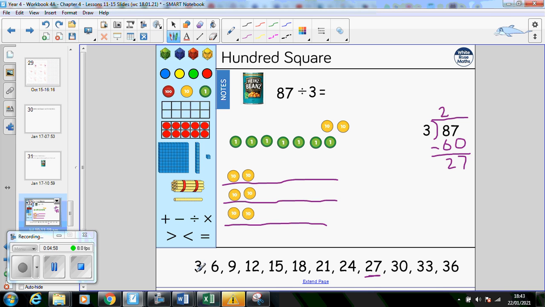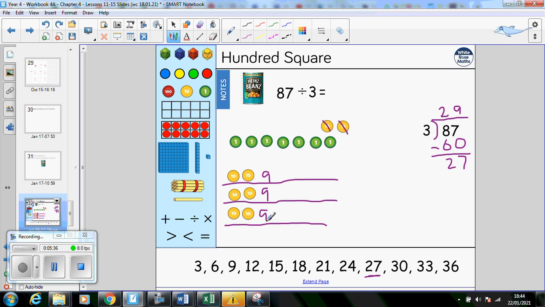1 on each shelf, 2 on each shelf, 3, 4, 5, 6, 7, 8, 9 lots of 3. There will be 9 more on each shelf. Okay, so I change that one. That 10 becomes 10 ones, and that 10 becomes 10 ones. And I can share them out, and there will be 9 more on each shelf.